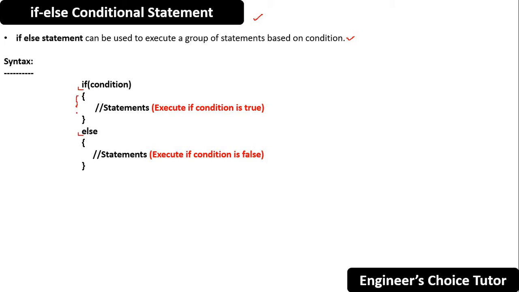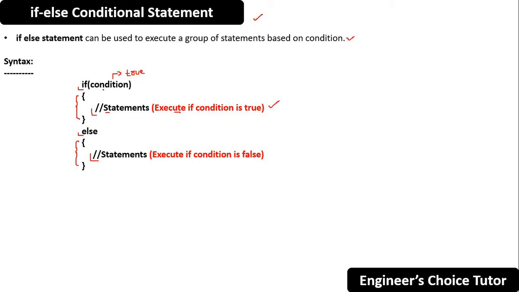This block is what? The if block, and this block is what? The else block. Remember this, right? Inside the if block you have statements, and inside the else block also you have statements. Statements means what? A group of statements, right? Then the statements present in the if block will execute if the condition is true.